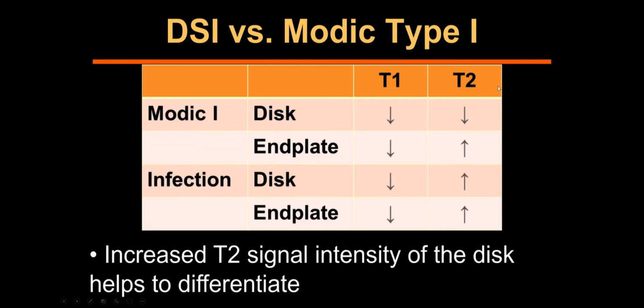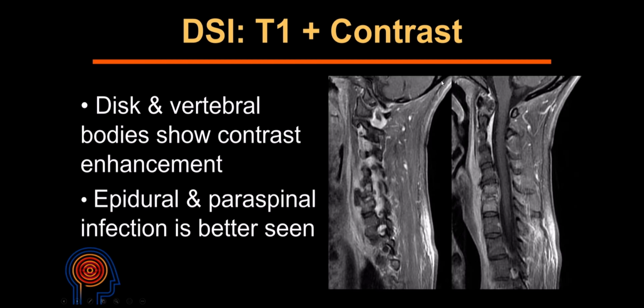So I've put together a little chart here, and we're going to expand this chart as we add various imaging sequences. And you can see that it's pretty difficult to differentiate infection from Modic Type I changes just using a standard T1 and T2. Really about the only place that you can focus is to look for increased T2 signal intensity of the disc. And even that is not always present, but that's where you want to focus when you're looking at least at a non-contrast MR. Okay, so let's add contrast.